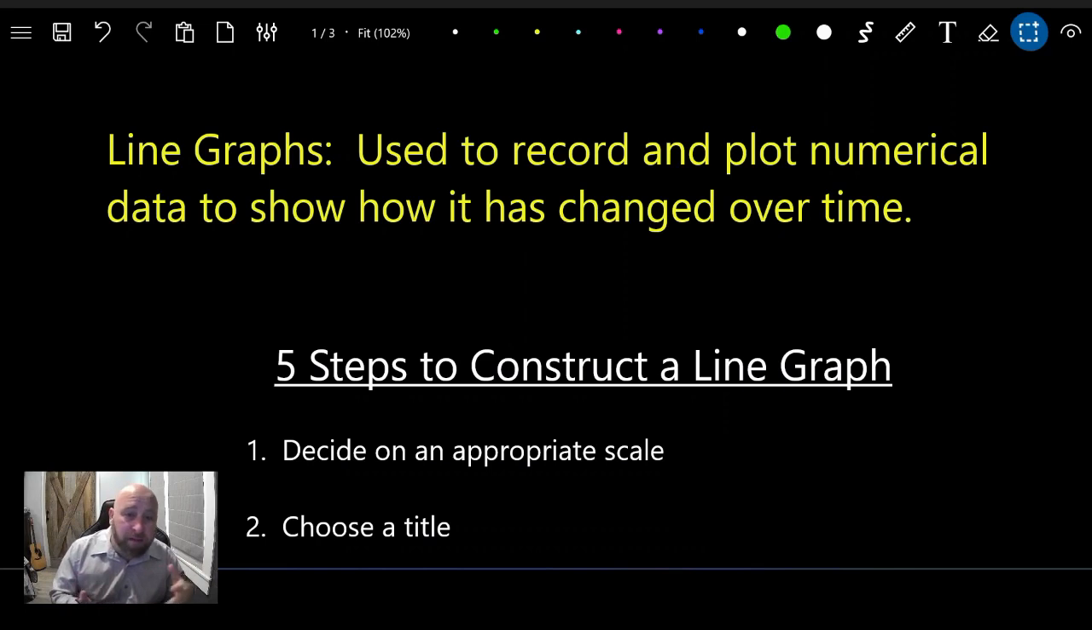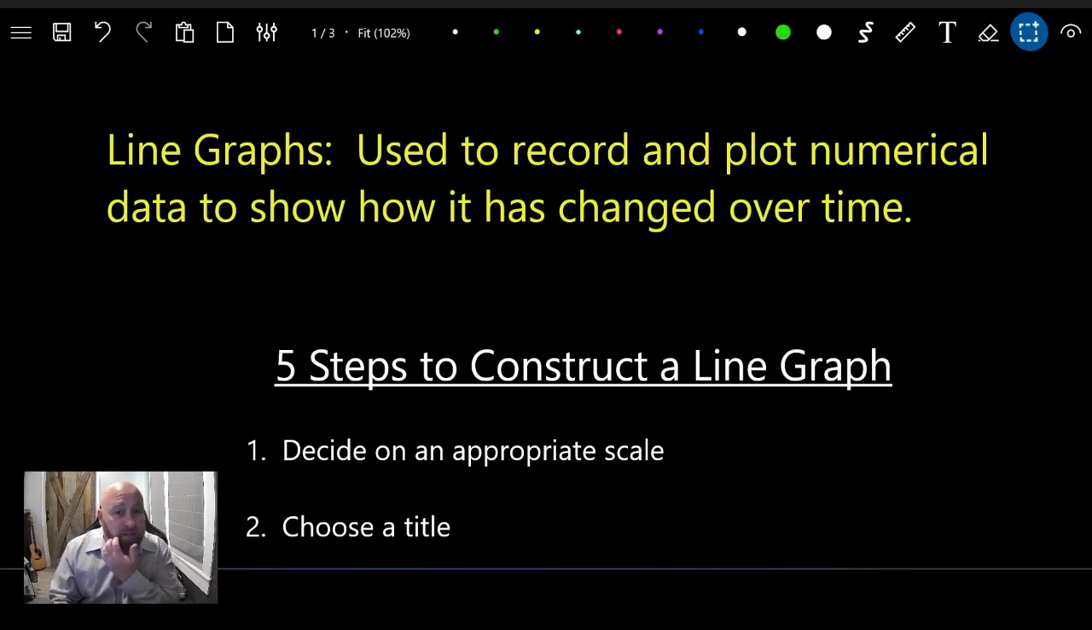Pretty simple, pretty basic, but it's useful information, especially for somebody looking at something like population, finances, anything that really has numbers that change over time. This is very useful to use.